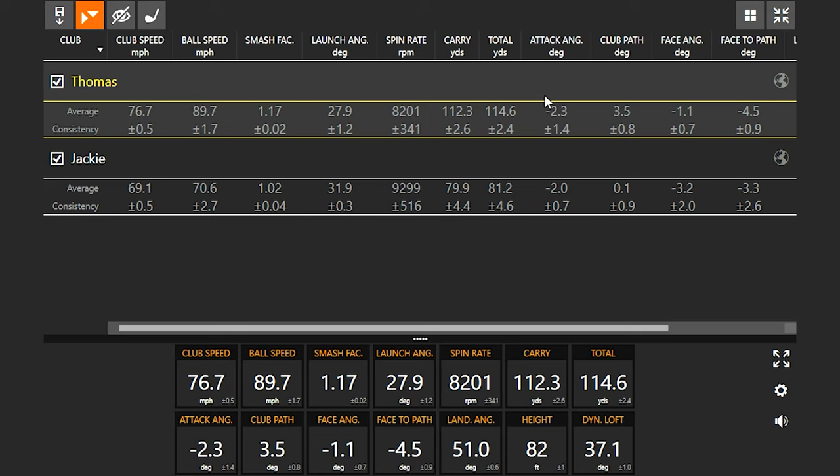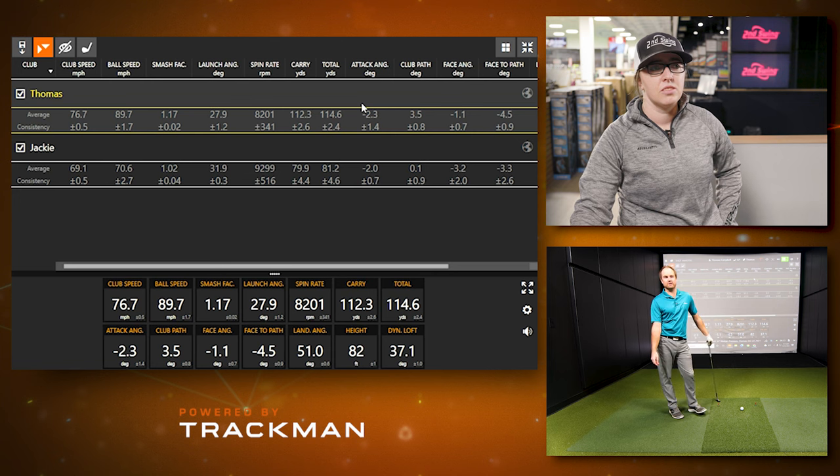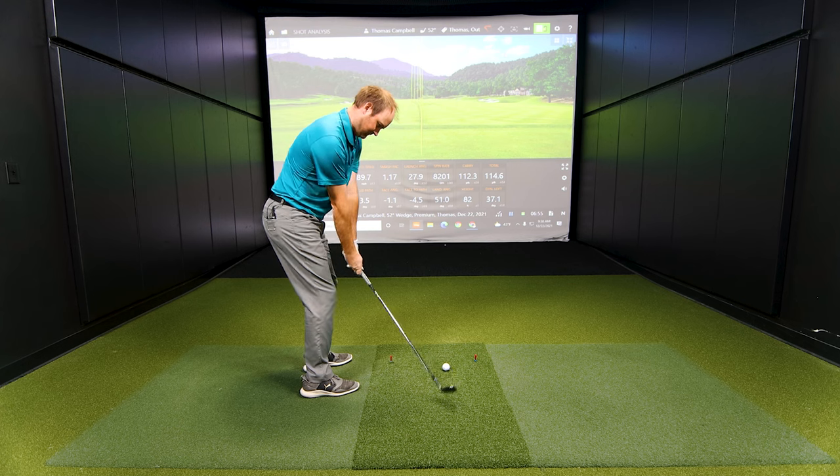Take a look at our club path. Both of us were swinging slightly into out. I was swinging a little bit more into out than you were. Yep. So I want to play around with this a little bit and see what happens to my attack angle if I all of a sudden start swinging across it. Okay.